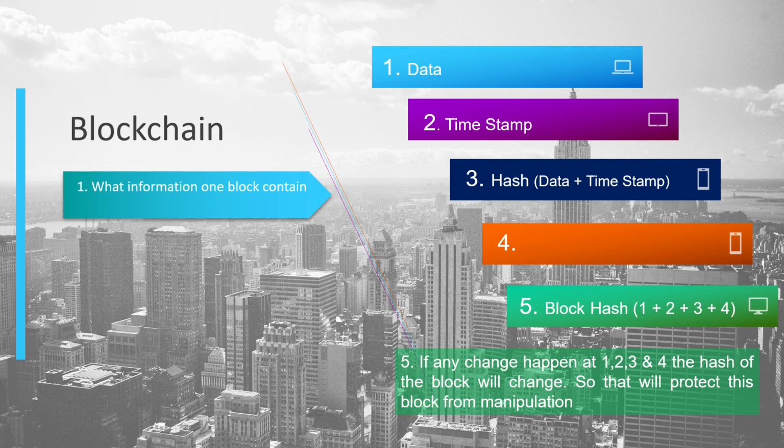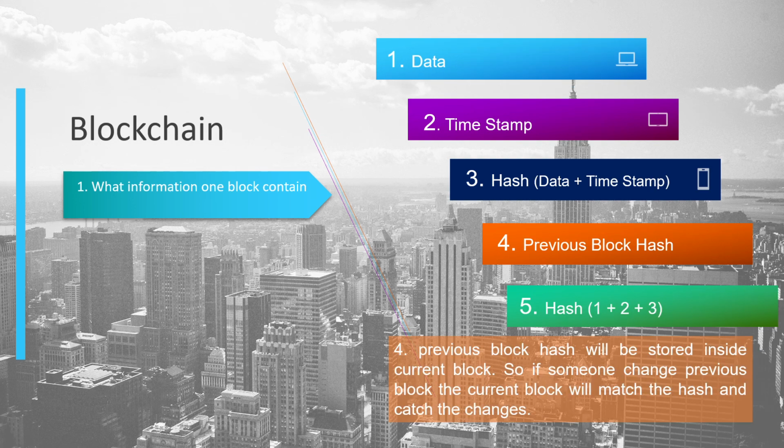Okay, now look at the fifth point. Now the fifth point is the previous block hash: the same hash of the current block, like the fifth, the same value will be passed to the next block.